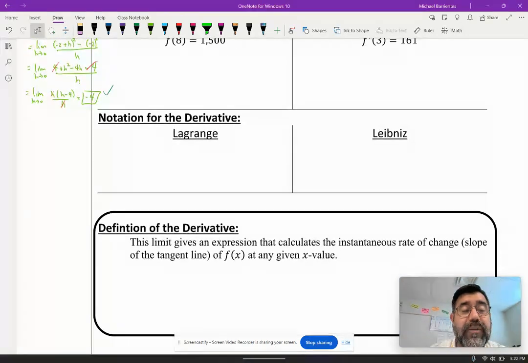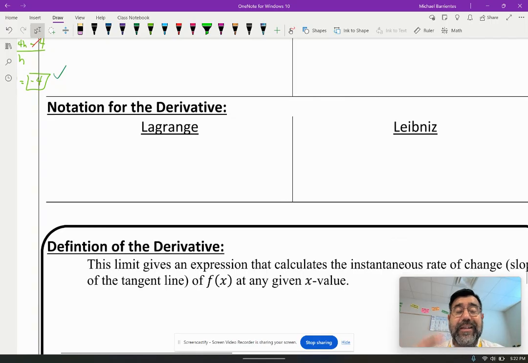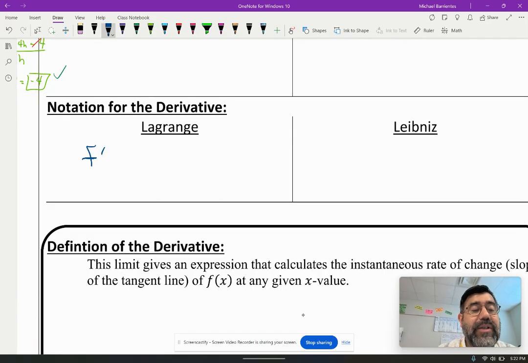Before we move on, I just want to make sure that we understand the different notations for the derivative. We have two notations that are widely used, and they're credited to these two mathematicians. One of them is Louis Lagrange, and his notation is this prime notation that we've been using, right? So f prime of 2.